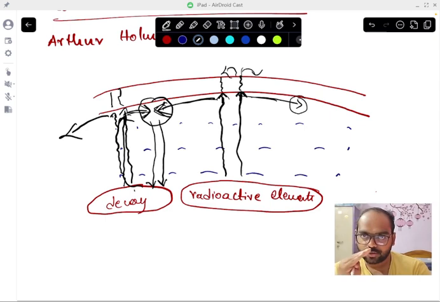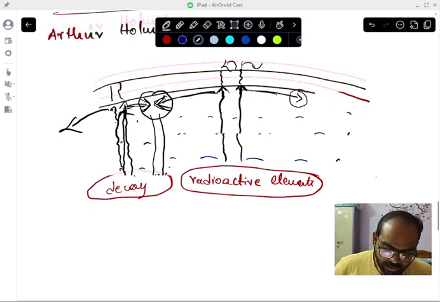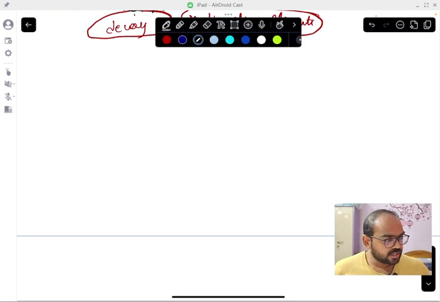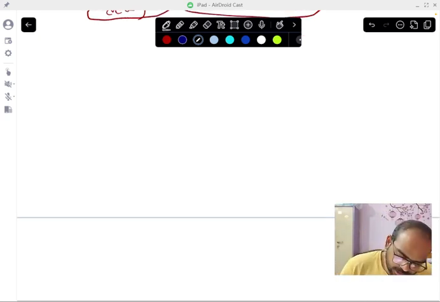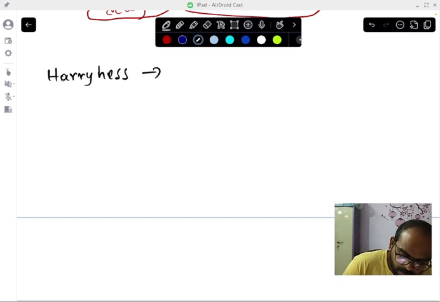It was proposed by Arthur Holmes, and these convectional currents were responsible for the movements of the continents. Due to that forceful hitting, cracks were developed and continents are getting separated. It is called convectional current theory by Arthur Holmes. Later, based upon the studies proposed by Arthur Holmes, a scientist called Harry Hess proposed sea floor spreading.